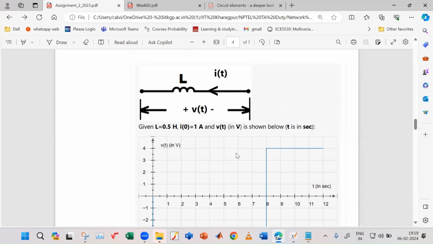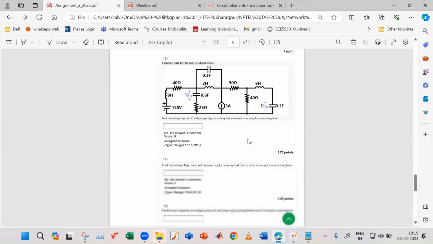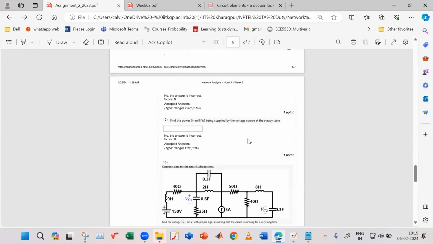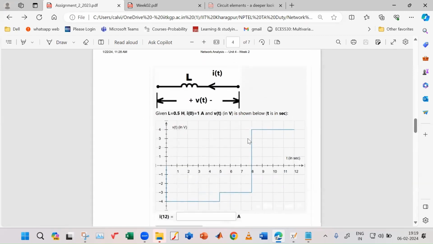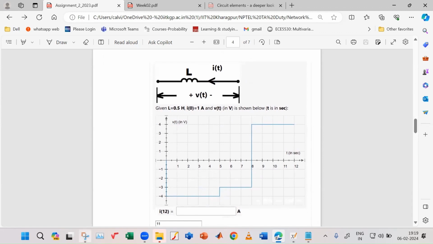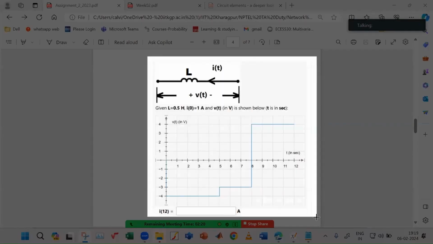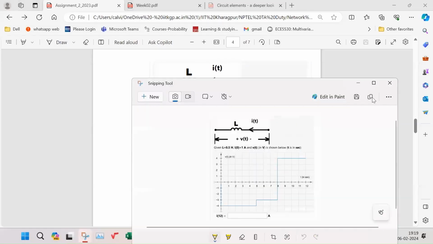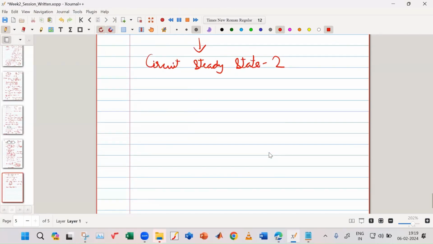So this is one sum. They will be able to solve all the sums. We will try. So this is my graph. We have already solved a similar sum for the capacitor, right? Yes, sir.